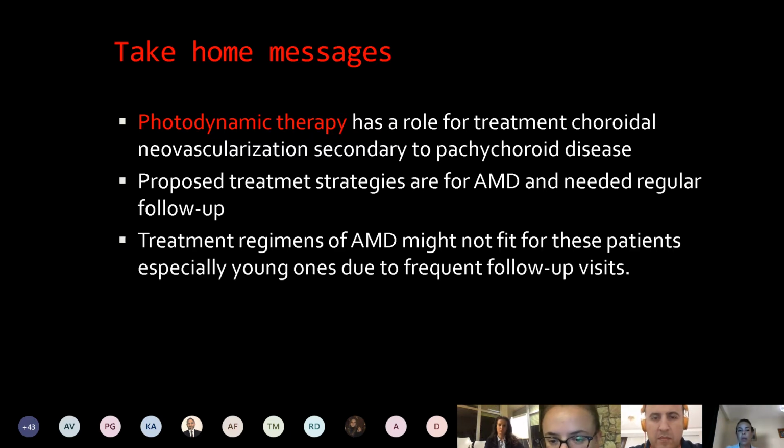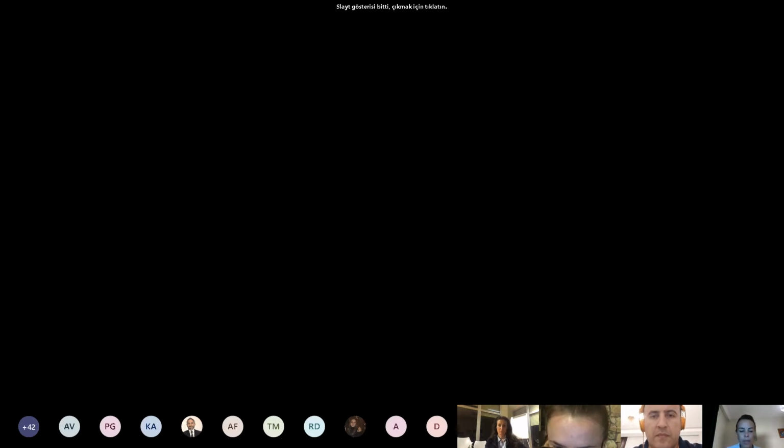Don't forget it. Treatment regimens of AMD, for example treat and extend, PRN, monthly, 2 monthly, etc., might not fit these patients, especially the young ones, due to frequent follow-up visits. Adding PDT might help prevent a lot of frequent follow-up visits and further anti-VEGF injections. And this is the end of my presentation.